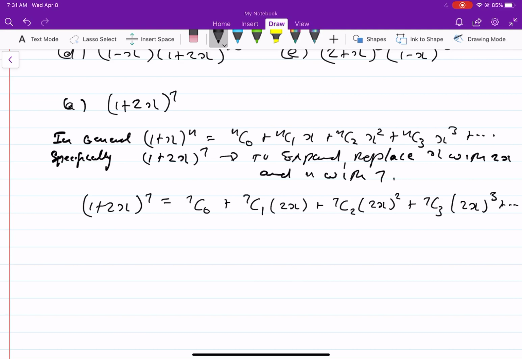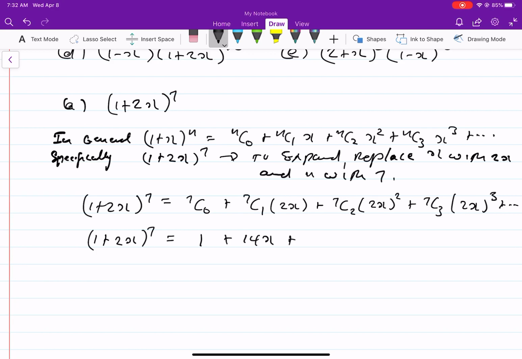And now I will simplify each term. 7C0 is 1. Anything C0 is 1. 7C1, I know that's 7. 7 twos, that would be 14x. 7C2, I don't know that offhand, that's 21. And out of that bracket, (2x) all squared will give me 4x squared. So multiply that by 4 and I'll get 84.